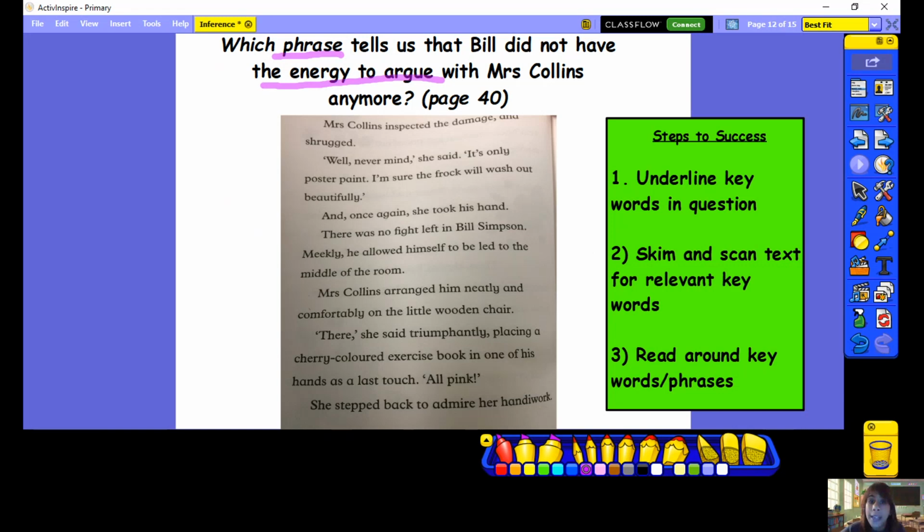Once again, she took his hand. There was no fight left in Bill Simpson. Meekly, he allowed himself to be led to the middle of the room.